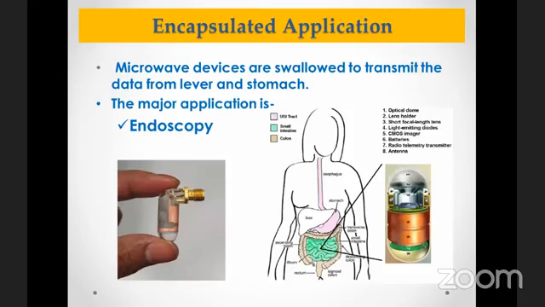Then encapsulated applications of RF and microwave systems have been developed in which the devices can be swallowed directly to transmit the data from liver and stomach. It is used in endoscopy applications. The patient ingests these systems.